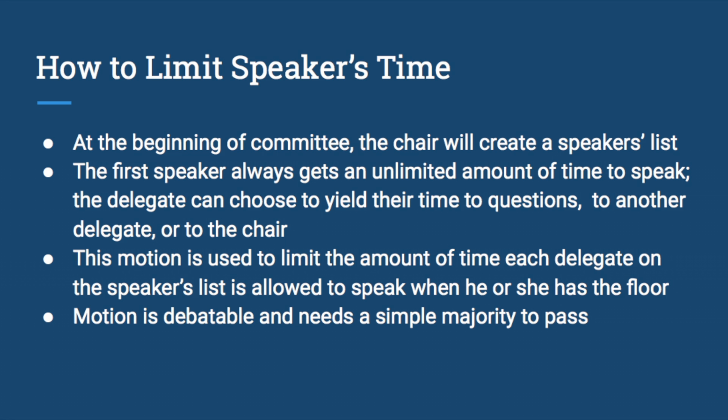So whenever you make a motion to limit speaker's time, it's just like a normal motion. You just say, I move to limit speaker's time to X, so whatever time you have in mind. Usually something from about 7 to 10 minutes is where speaker's time ordinarily falls. All this motion does, again, is limit the amount of time each delegate on the speakers list is allowed to speak when he or she has the floor. And that includes yielding to questions, yielding time to another delegate, and so on.